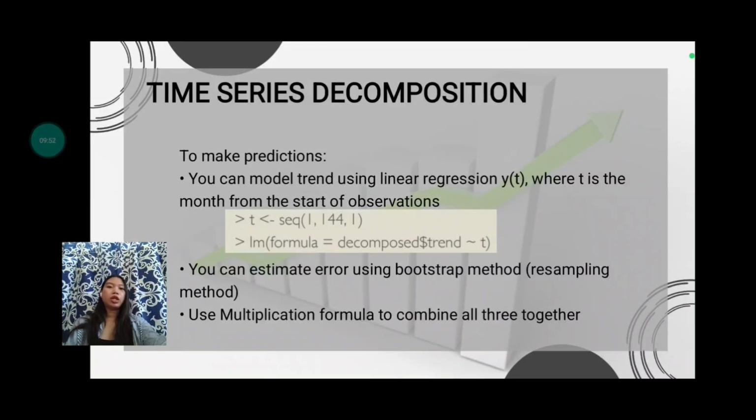So to make a prediction, you can model using linear regression on Yt, where t is the month from the start of observation. So this is the formula, and you can estimate error using bootstrap methods, resampling methods, and use the multiplication formula to combine all three together.